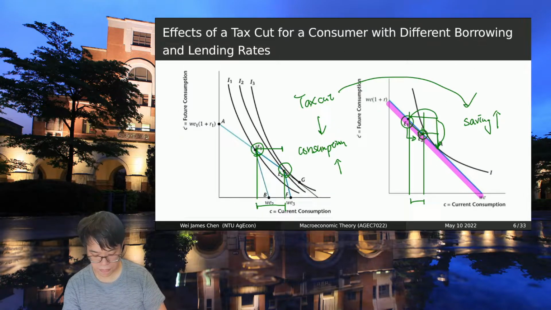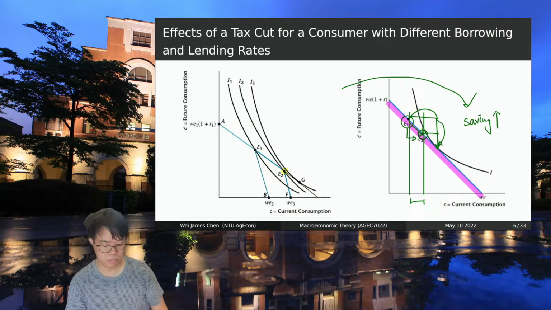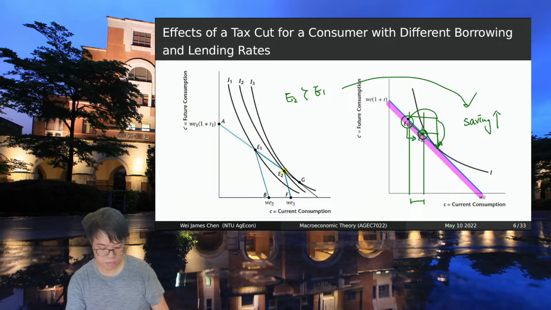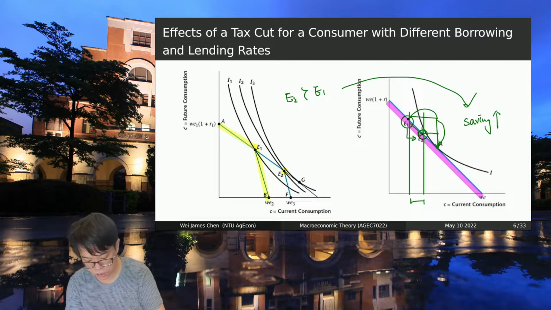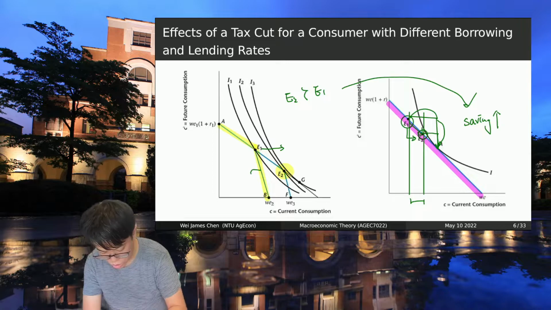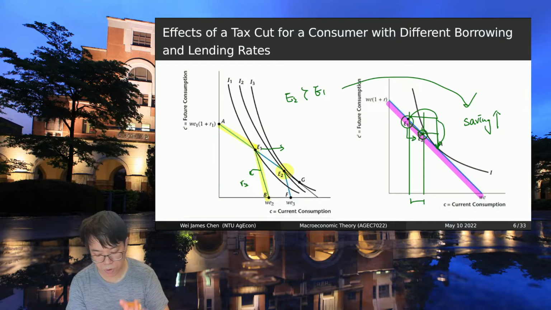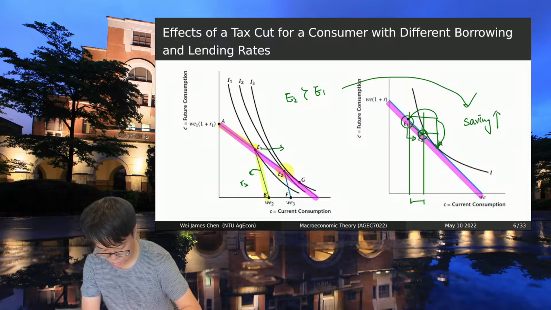You see, why is it the case that initially this person cannot go to this point? This point, E2 point, is preferred to E1 point, but somehow it is outside my budget constraint. This is something not feasible. And why is it not feasible? Because when I am a borrower, I'm facing the rate R2. This rate is R2 and I cannot borrow at the rate R1. If I can borrow at the rate R1, my budget constraint will be this, right?